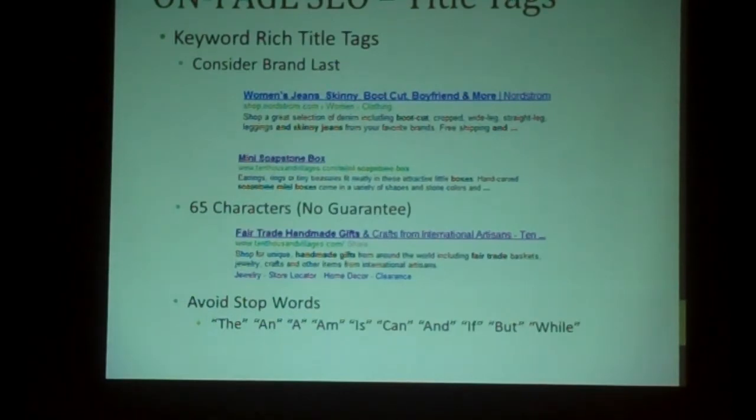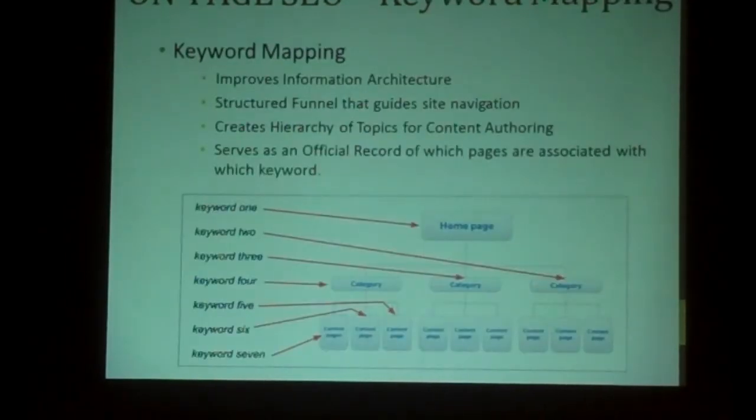Another common practice for keyword-rich title tags is that you want to avoid what are called stop words. That means all of the extra stuff that's not keyword-rich, like the, and, a, am. Those are examples of stop words that you might not want to overload your title tag with. Next we'll talk about keyword mapping.